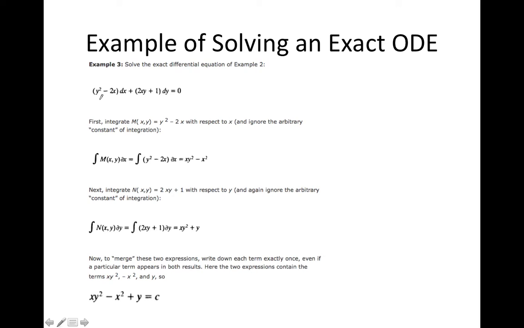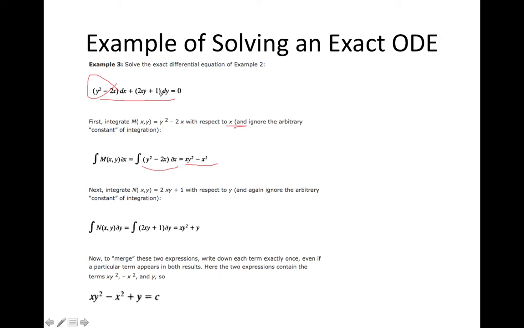So we'd like to solve this equation. And so the first thing we do is we identify the function m, which is going to be this first part. And we're going to take that and integrate it with respect to x and ignore the arbitrary constant of integration. So here's that function m plugged into an integral, and when we integrate that, we get the following: xy squared minus x squared. And notice that we've done an indefinite integral, but we've temporarily neglected to incorporate the constant.